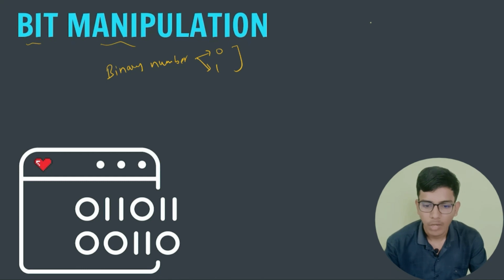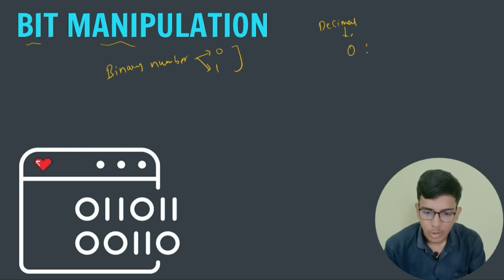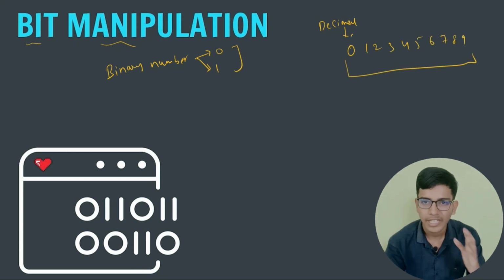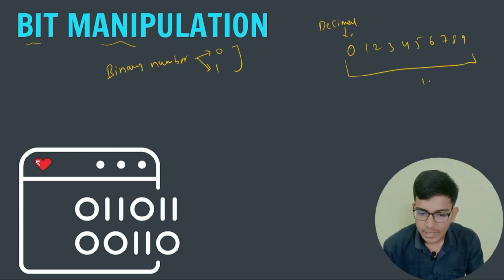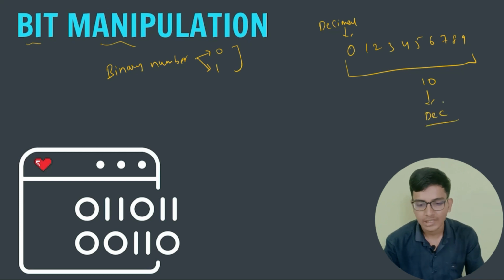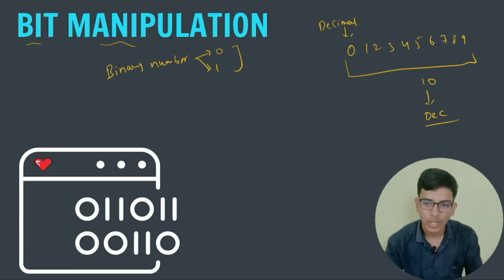Meanwhile, in maths we have the decimal number system, right? So what are the numbers we have? Unique numbers, that is 0, 1, 2, 3, 4, 5, 6, 7, 8, 9. So these are the unique numbers, and by combining all these 10 numbers, that is totally 10, that's why we call it the decimal number system, DEC. DEC means 10. So these are the 10 unique numbers, and by the combination of these 10 numbers we can write whatever number we want.